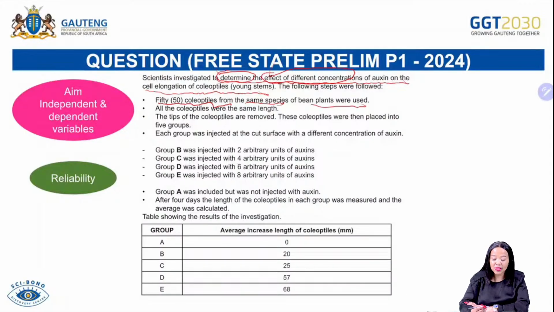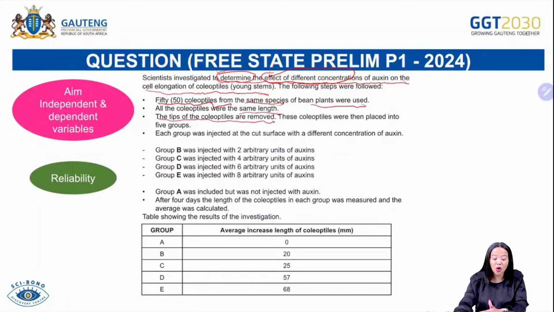And remember, we said when we speak of control variables, what are the factors that were kept the same? Here we are told that the same species of bean plants were used. All the coleoptiles were of the same height. We are also talking about what here? We are talking about the control variables. The tips of the coleoptiles were removed. Then you need to ask yourself, why were these tips removed?